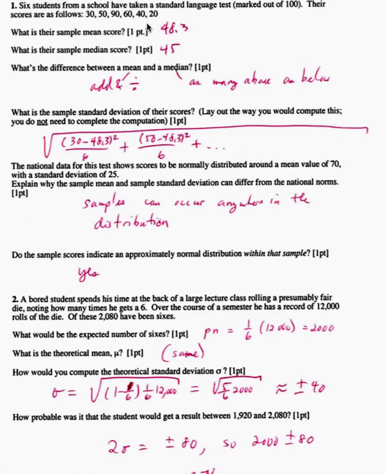So you take the two in between and you add them up and divide by 2. So that would be basically 40 and 50. The middle of that is 45. What's the difference between a mean and a median? Mean is just you add them all up and you divide. Median is as many above as below, middle number. This is from the book.